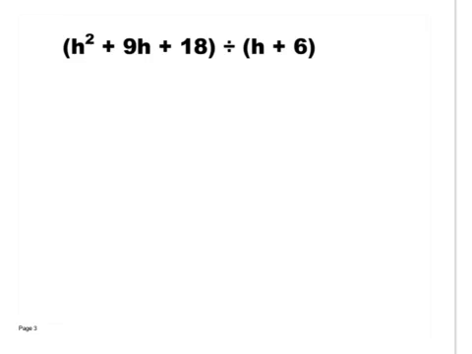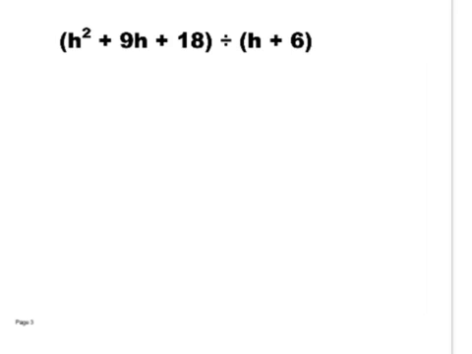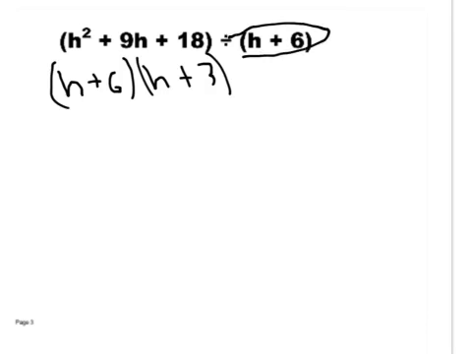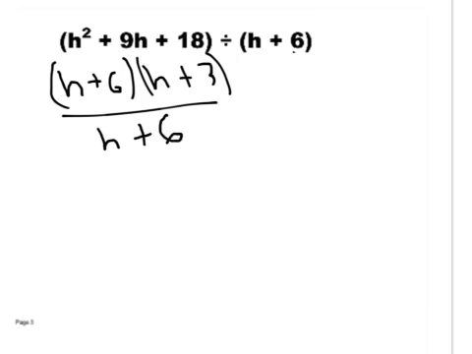Alright, so what I would do is factor h squared plus 9h plus 18. What adds to give me 9, multiplies to give me 18? 6 and 3. So h plus 6 times h plus 3. Usually you can look here, that's going to be one of the terms. Not always, but usually. So we have h plus 6 times h plus 3 divided by h plus 6. H plus 6 is canceled. I am left with h plus 3.